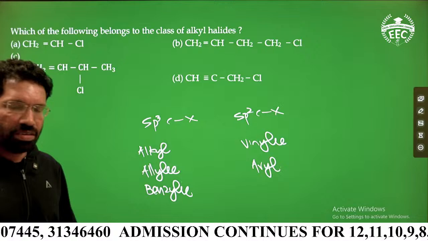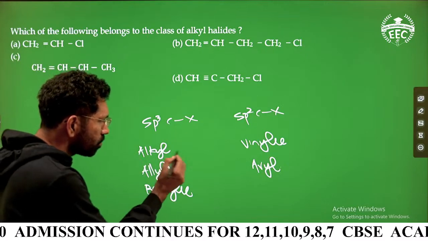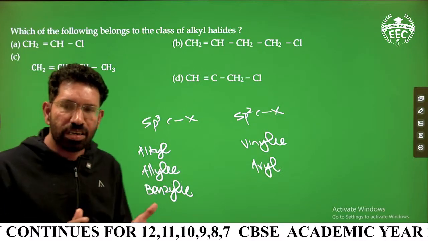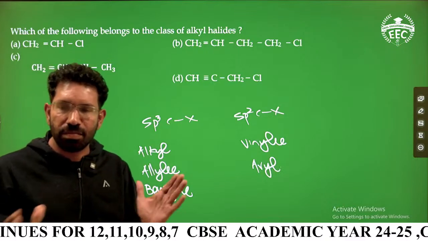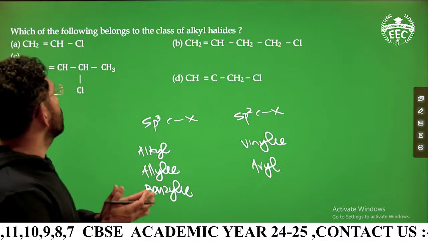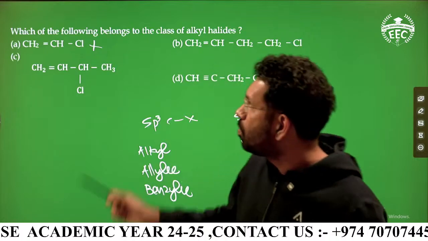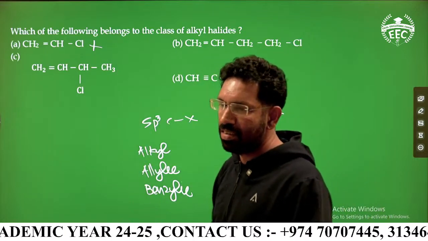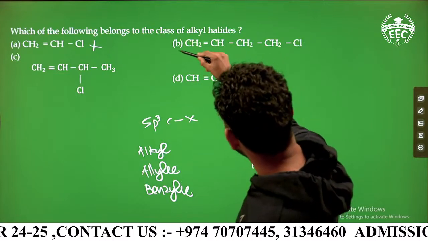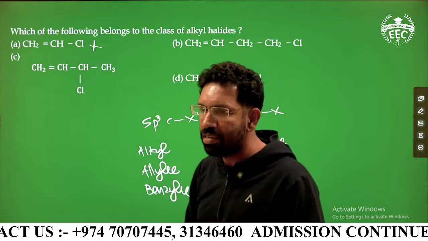These are the conditions. Now in alkyl halide, the halogen is connected to a single bonded carbon. That is 100% sure. Here you can avoid this option, because the halogen is connected to a double bonded carbon. This is not an alkyl halide. In this case also, the halogen is connected to a single bonded carbon.